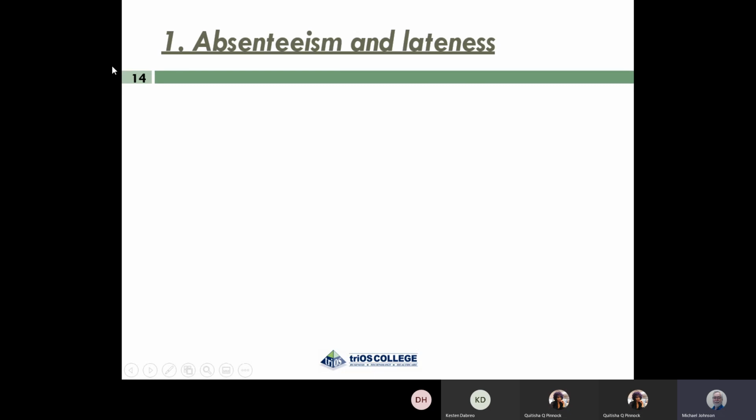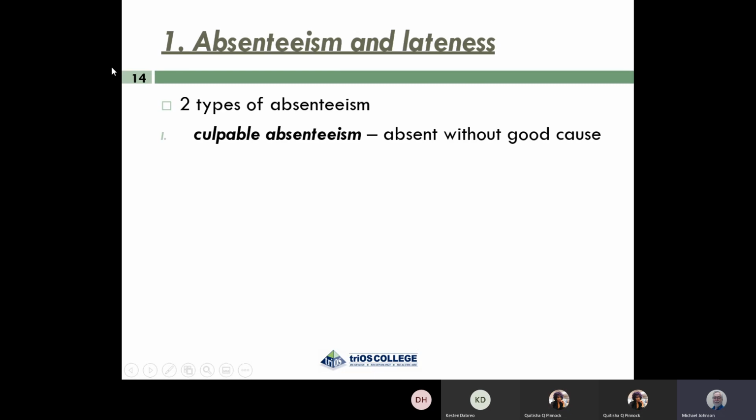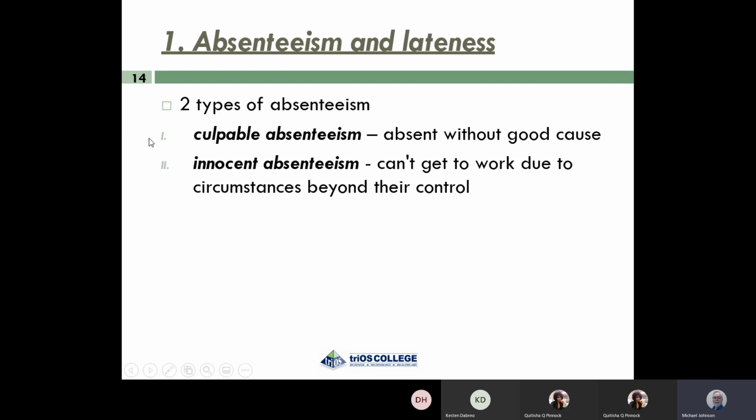So let's take a look at each one of these. Again, you basically understand the idea of absenteeism and lateness. There's two types: culpable absenteeism, absent without any rational good explanation, period. You just decided, I'm not going to work today. Innocent absenteeism, can't get to work due to something that is beyond your control. Some circumstance that you just cannot get past.